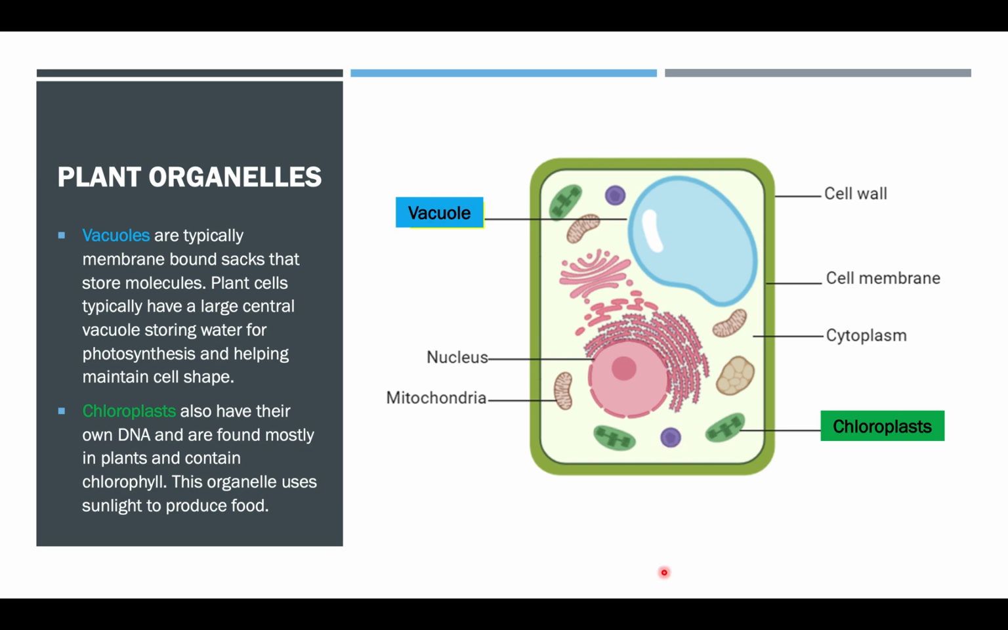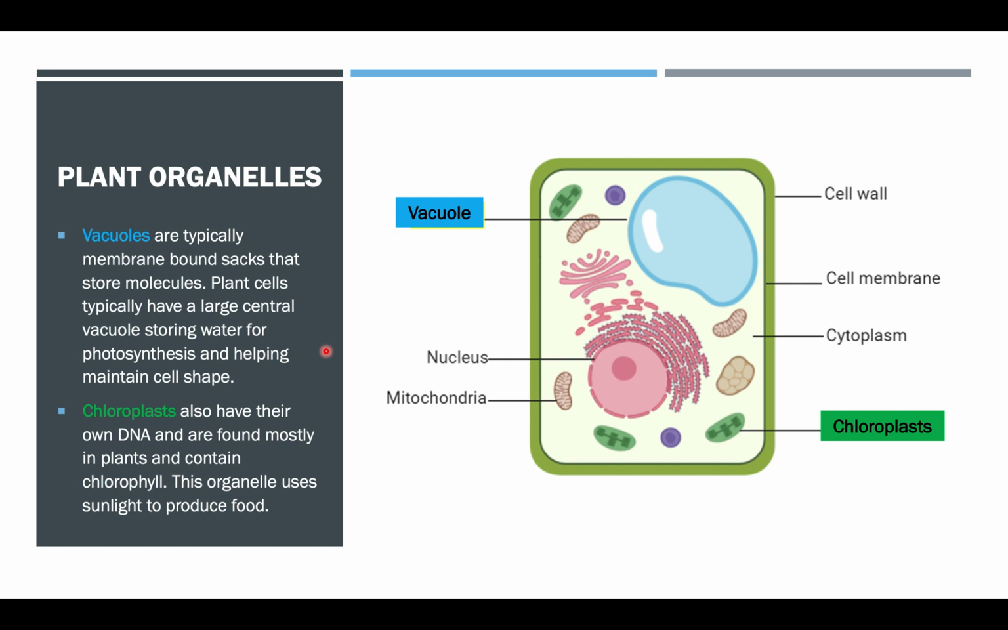So they're very similar, but they do have two things that I want to hit on in this slide that we do not have in our cells. Animals do not have these. They have a large vacuole, which I think this image really does justice. A vacuole could be considered like a vacuum. It's kind of an empty looking space within a cell. They are typically membrane-bound sacs that store molecules. Plant cells, though, typically have a large central vacuole for storing water for photosynthesis and helping maintain cell shape.